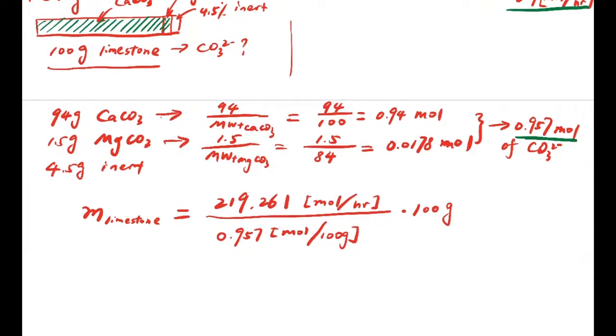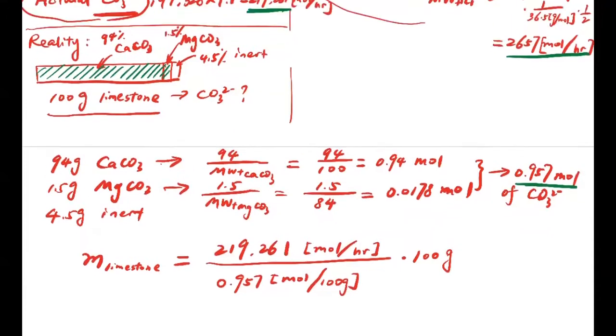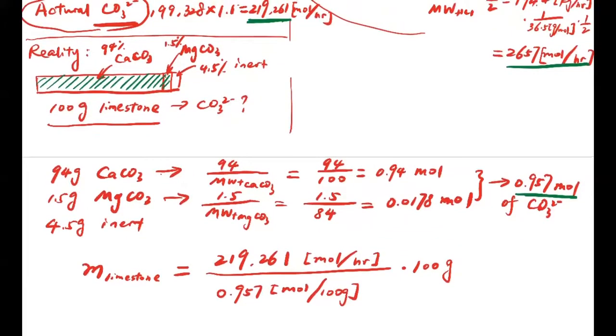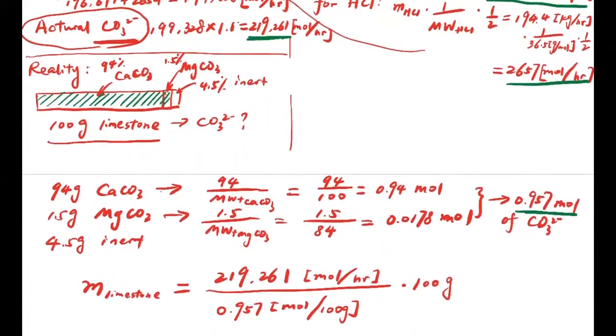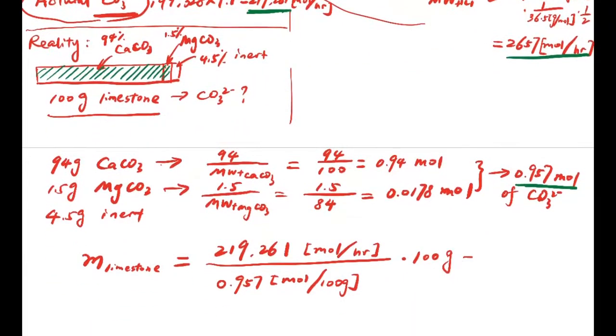So what this means is that we'll divide this total required carbonate ions by the carbonate ions that's provided by 100 grams of the limestone. And then we multiply that by the mass of this limestone here, right? So this is going to be the total amount of the limestone we're going to need. And if you use your calculator, you can find out that this is going to be 22,911 kilogram per hour.